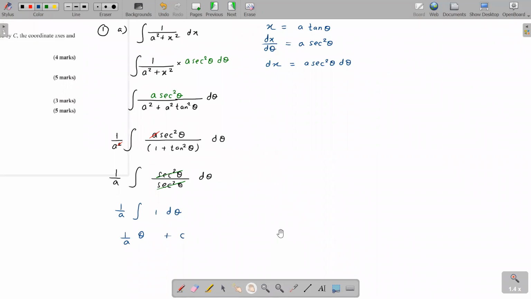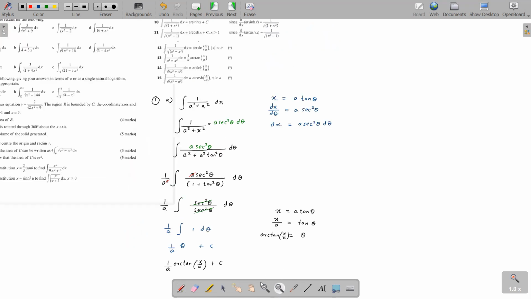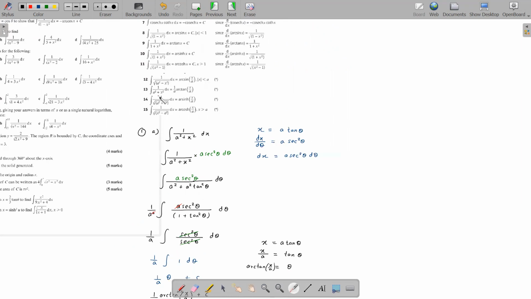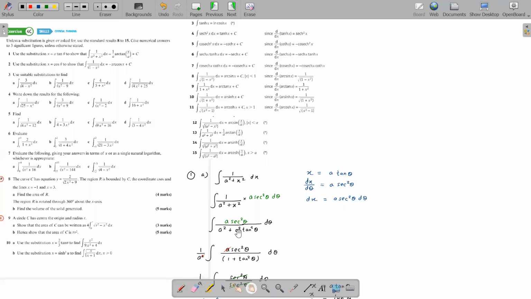Now who is theta? Let's go back to our starting place. We used x is a tan theta, so x over a is tan theta. Then theta is tan inverse, or in other words, arc tan x over a. So I can replace theta with arc tan x over a plus c. Isn't this the show that for 1 over a square plus x square? Can you see the rule? Rule number 13. So we practically proved rule number 13. Can you see?